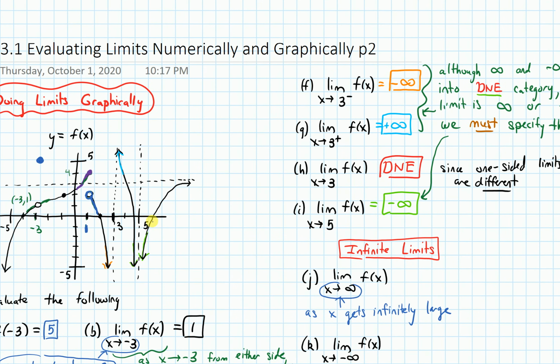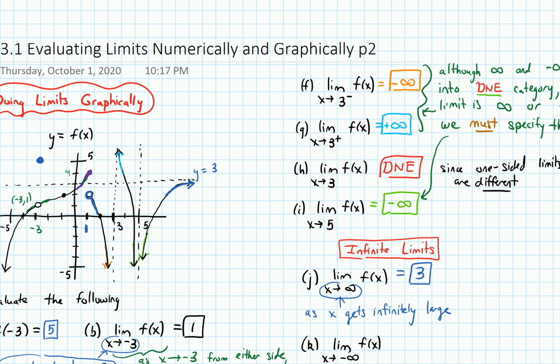Well, as x gets infinitely large, we're looking way, way, way over here on the right-hand side of the graph. We're looking at this part of the graph. As x gets really, really big, as that happens, the y values seem to approach this horizontal asymptote. And the horizontal asymptote is going through the number 3. In fact, the equation of that line is y equals 3. So that is what we say this limit is. The y value is getting really, really close to 3.